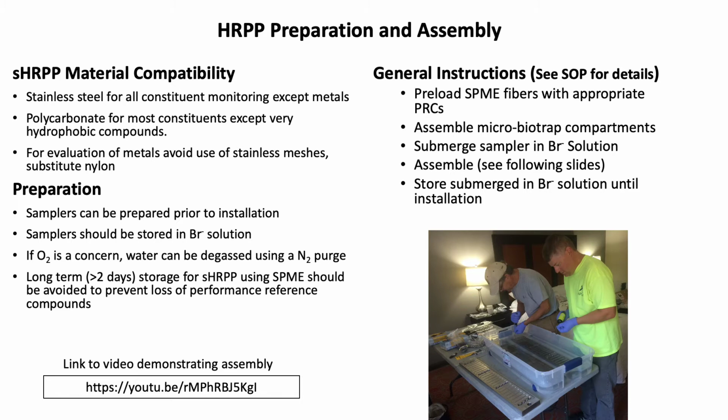In general, depending on what type of contaminant is of interest, if hydrophobic organic compounds are being evaluated, the overall assembly would be to preload the SPME fibers prior to deployment with the appropriate PRC. This can take weeks in some cases, or acquire them from an appropriate source. You would assemble the microbial trap compartments first, submerge the sampler in a bromide solution, assemble the remaining sampler, which will be detailed in the following slides, and then store the submerged sampler in bromide solution until installation. And the construction and assembly of these samplers will be detailed in the following slides.